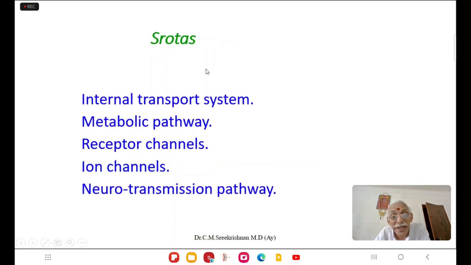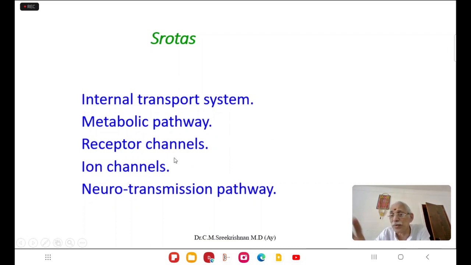And what is Srotas? Actually, it is the Srotamsi khalu parinamam apadyamananam abhivahini bhavanti ayanartena. That includes the internal transport system and the metabolic pathway, receptor channels, ion channels, neurotransmission. All these are coming under Srotas. Srotodushti is everywhere.